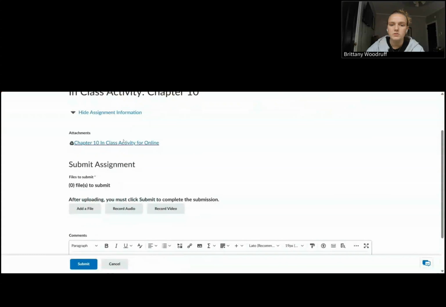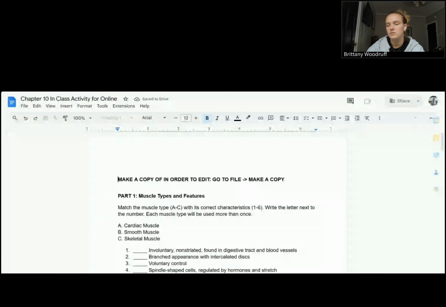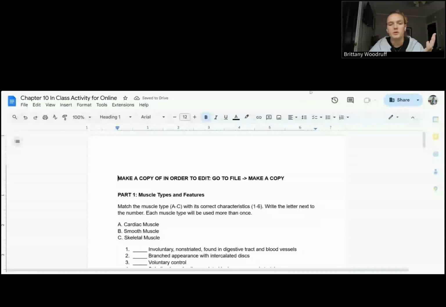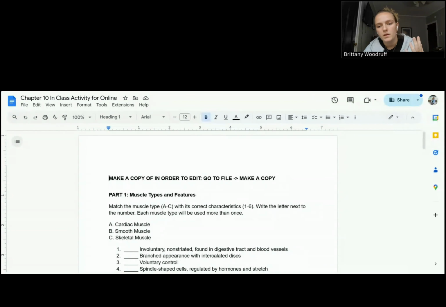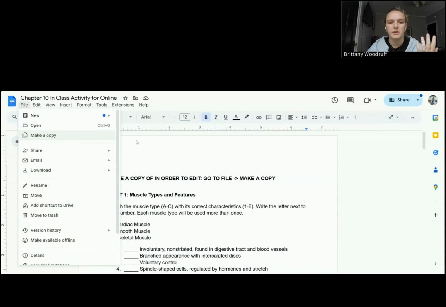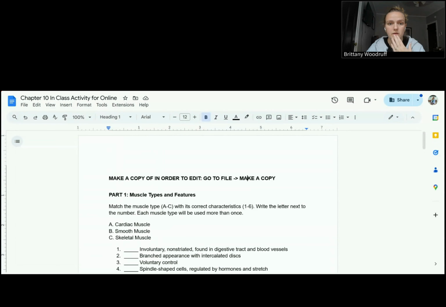Okay. It's a Google Drive link because I uploaded it wrong. Bad on me, but since people already started submitting it, I can't change it. So what you need to do, make a copy in order to edit. So you're just going to go to File, make a copy here. You guys are going to work at your tables to complete it and then submit it to Brightspace. So just go to File, make a copy.